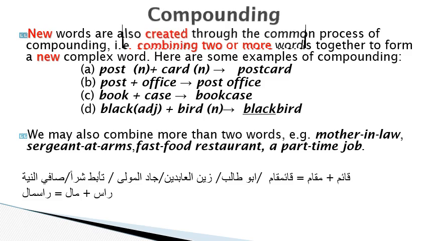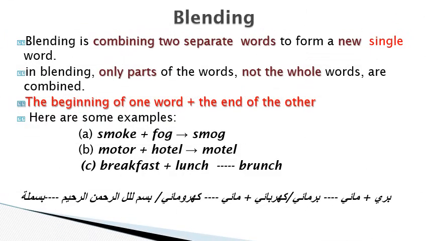Do we have other processes of word formation? Yes, we have many. We have blending. Blending means combining two separate words to form a new single word. Again, like compounding, we originally have two words and we are going to join them. If we join them completely without making any changes to the form of the words, this is not blending, this is compounding.